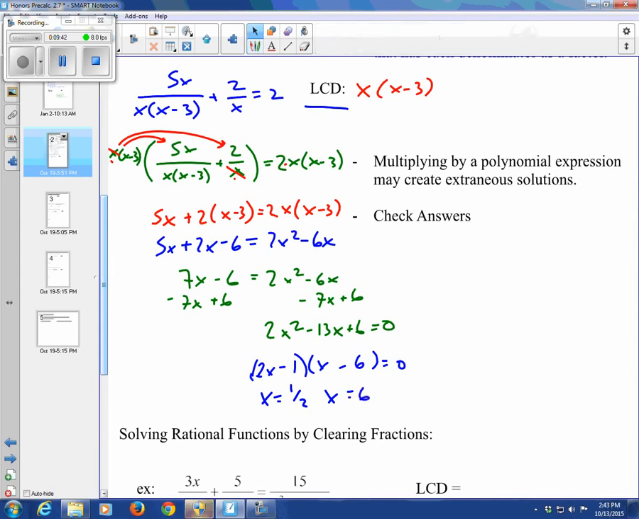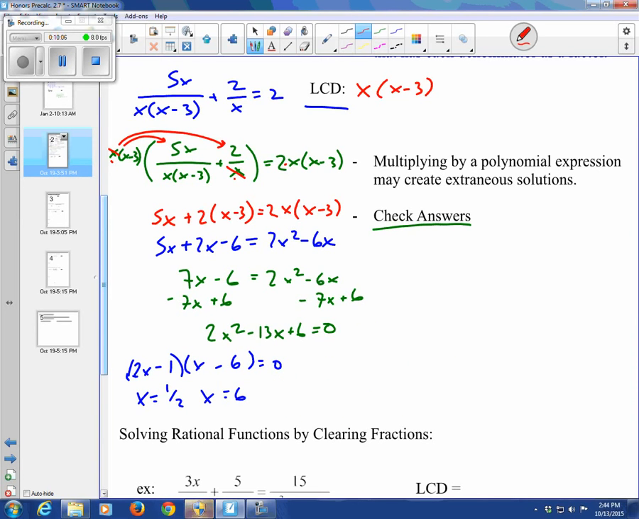Now right here, what I'm going to need to do is check these answers, right? So immediately, we've got two answers, right? And we want to check them to sort of make sure we're doing our math correctly, but we also want to check them so we don't have any extraneous solutions, and we'll talk about that in a second.